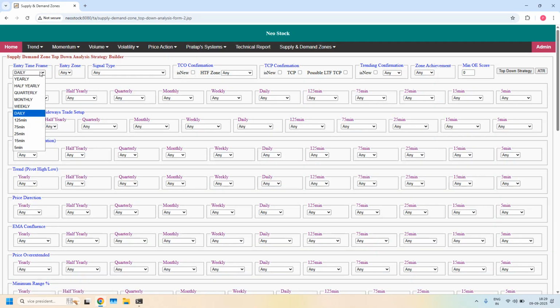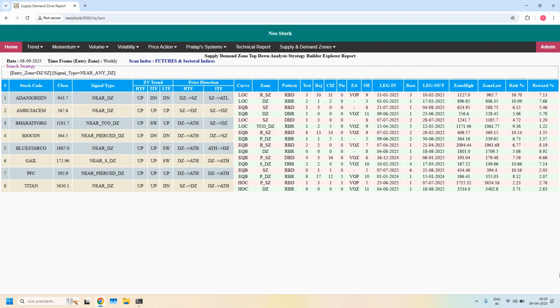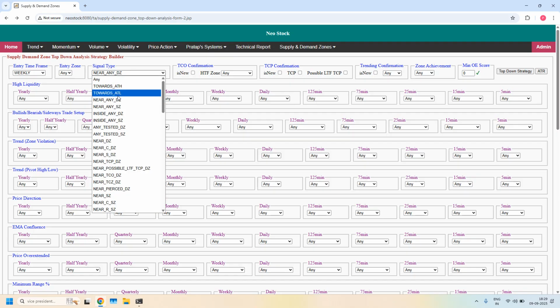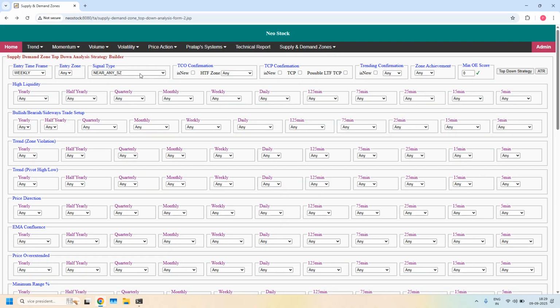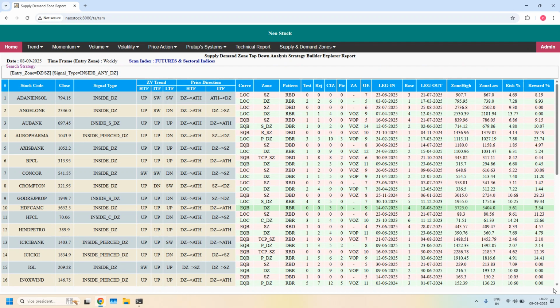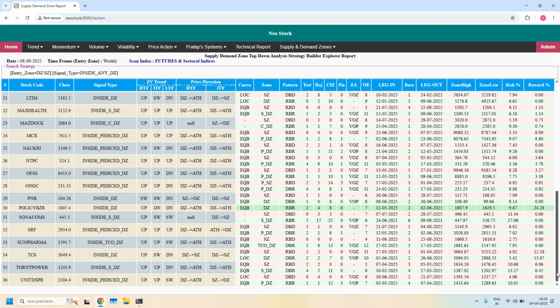Next time frame is weekly. Stocks near to the weekly demand zone, we got 8 stocks. Next, stocks near to the weekly supply zone, we got 9 stocks. Next, price closed inside the weekly demand zone. First 16 stocks in the list. Scrolling the list down. So total 36 stocks are filtered.